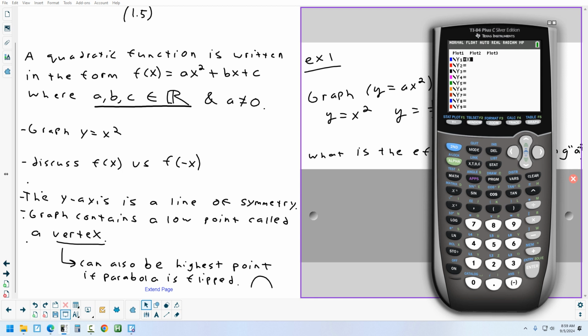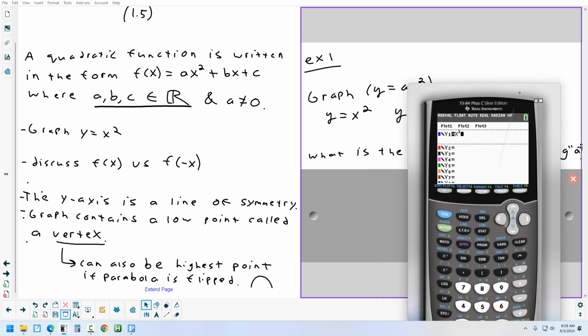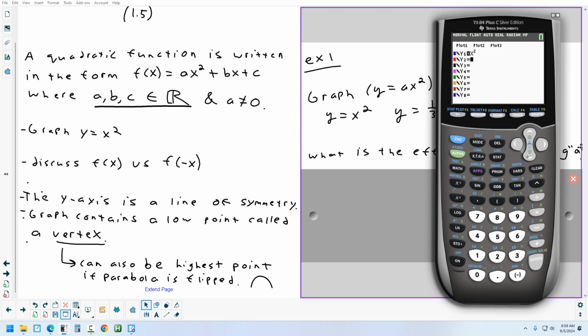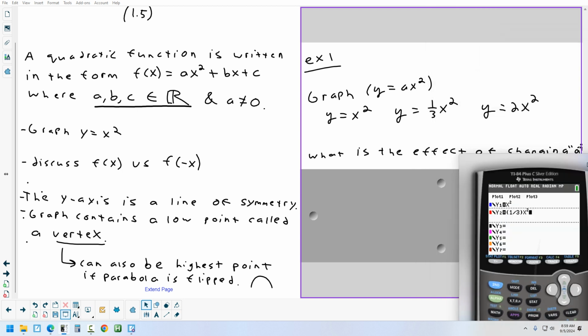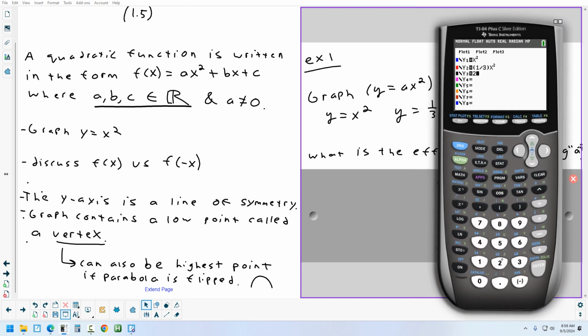All right, so type in the original. I don't have any negative with the x, so technically I don't need parentheses around the x. That's okay. 1/3 x squared. There are a couple of ways you can type in fractions. I usually just do it like this. 1/3 x squared. Add 2x squared. All right, so we're going to do zoom 6, and then we're going to look at what each one of those looks like and see if we can tell what changing that number in front is doing to the picture.